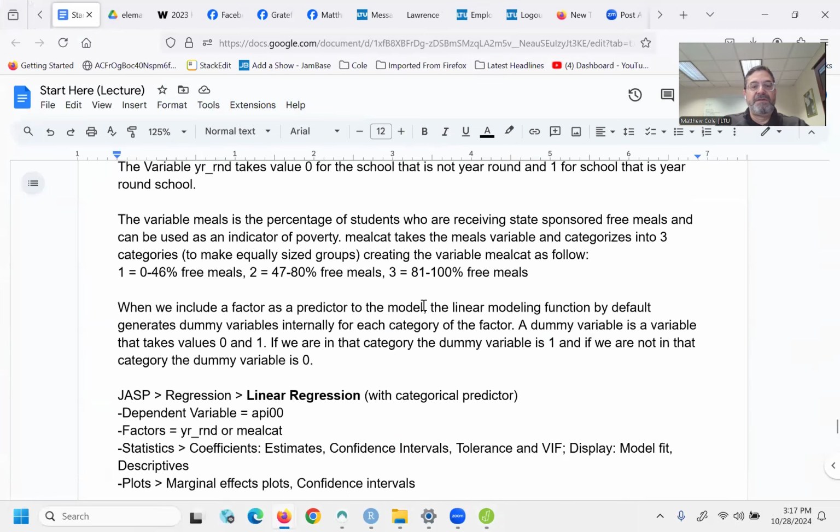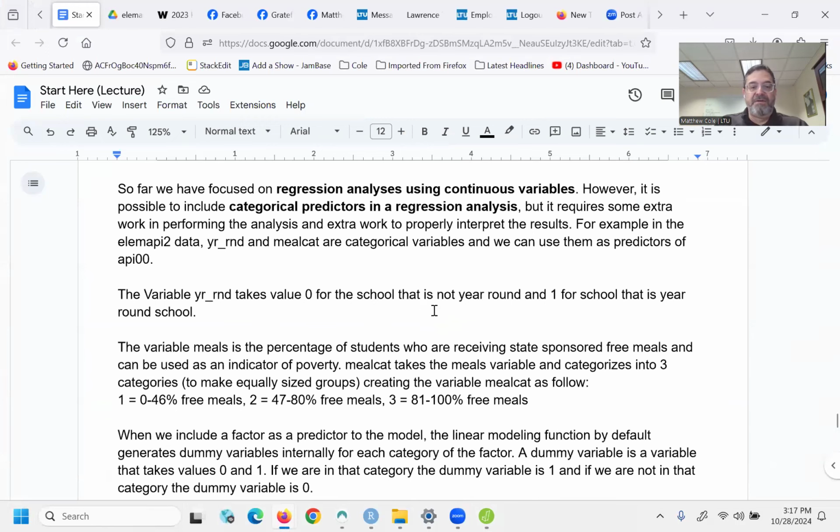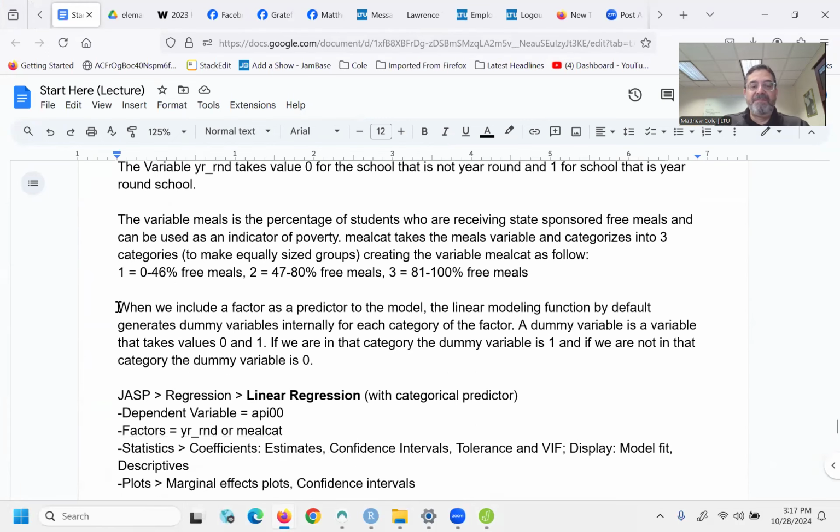Okay. All right. So those are the two categorical variables. So now what happens when we include a factor as a predictor in a regression? What ends up happening is the linear modeling function, that's what R does. JASP is built on R, and to do regression in R, it's called the linear modeling function, LM for short.